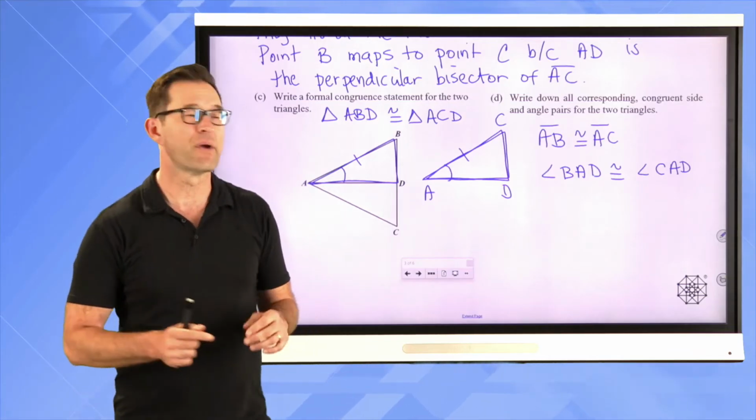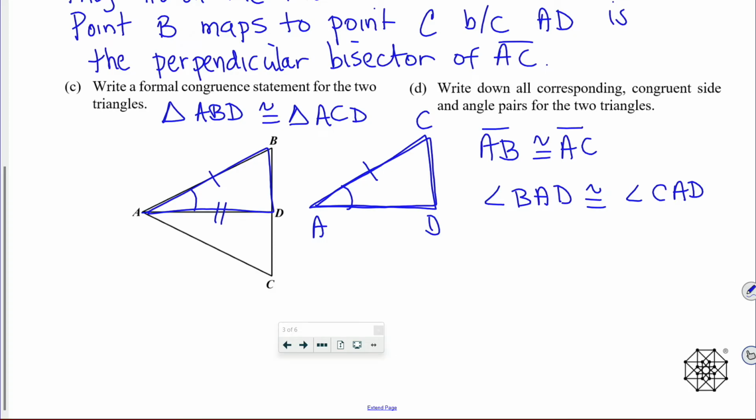All right, I'm going to do the side pairs first. Let's go with this one, right? So that's segment AD must be congruent to segment AD. That's not very interesting. Segment BD must be congruent to segment CD.